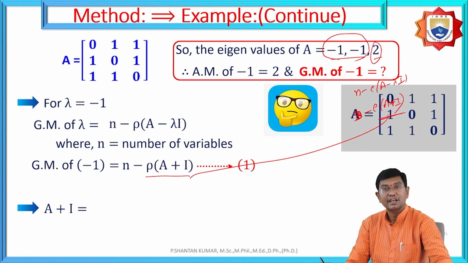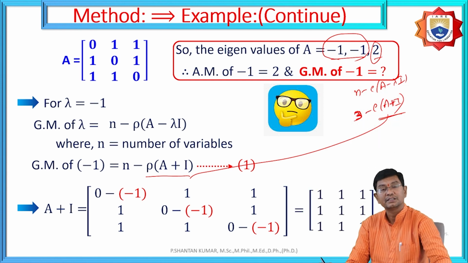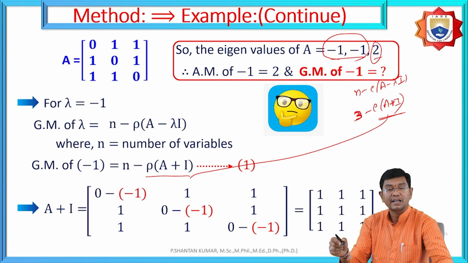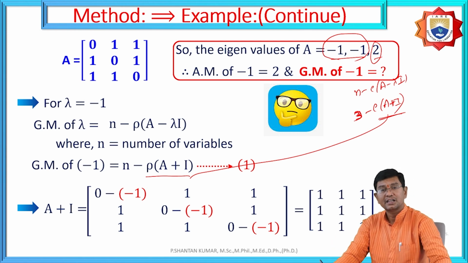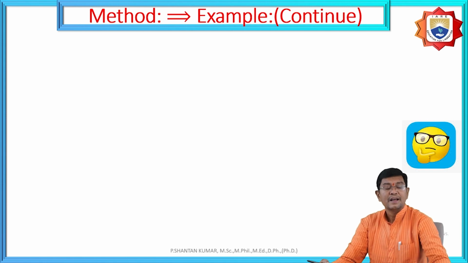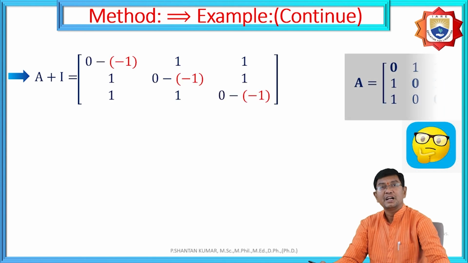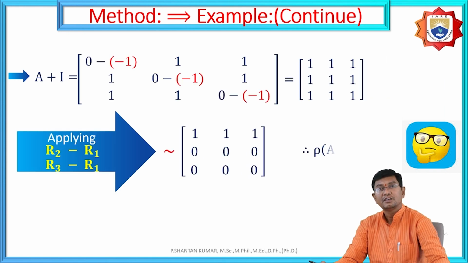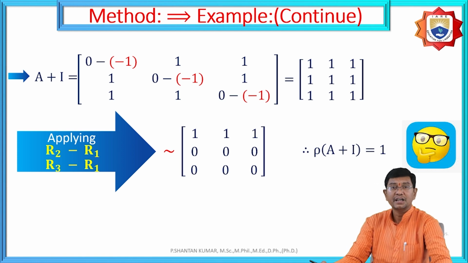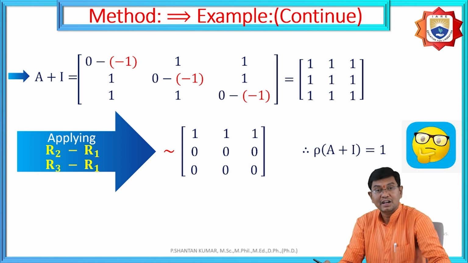That means adding A and I, where we add the diagonal elements, we obtain this matrix. Directly we can say that all the rows are the same, so automatically the rank of this matrix is 1. Even if we calculate with the Gauss elimination method or any other echelon form, the matrix is reduced to rank 1. And the conclusion here is that the rank of A plus I is 1, but we need to find n minus the rank of A plus I.